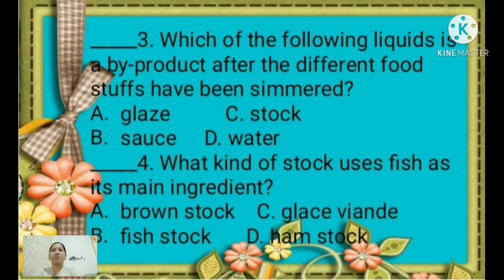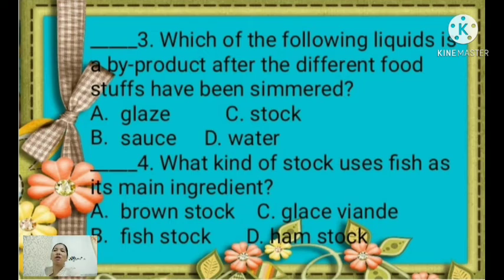Number 3. Which of the following liquids is a byproduct after the different foodstuffs have been simmered? A. Glaze. B. Sauce. C. Stock. D. Water. Which of the following liquids is a byproduct after the different foodstuffs have been simmered? A. Glaze. B. Sauce. C. Stock. D. Water.